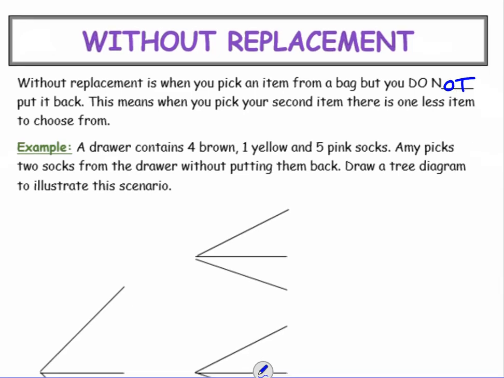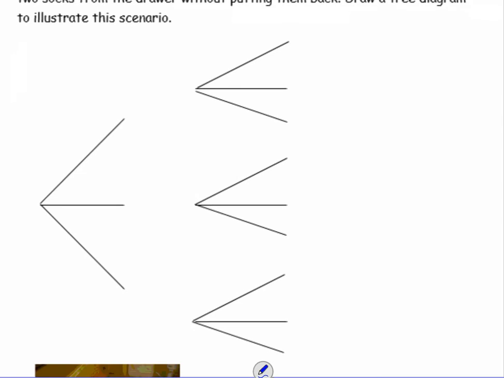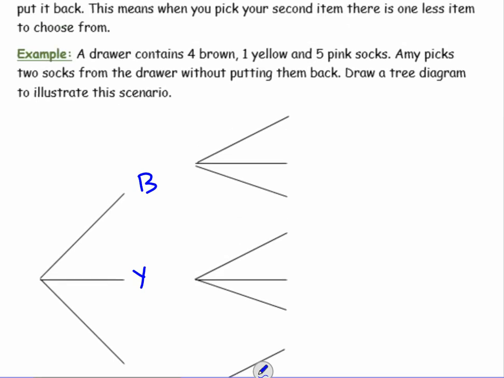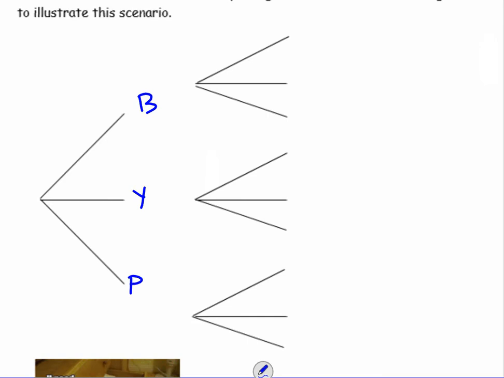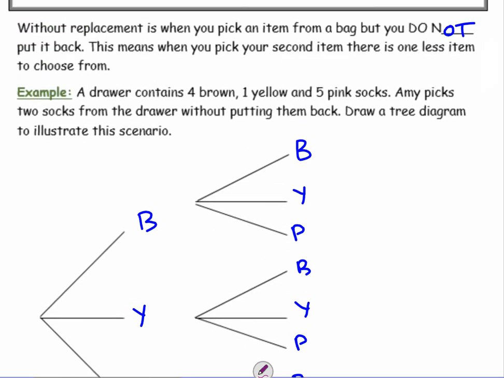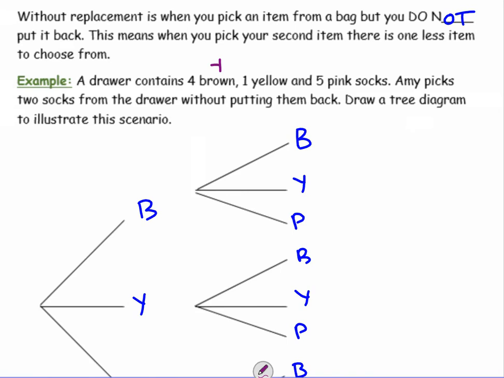So it's kind of been partially done for you here. So let's put in the outcomes first. So we've got brown, yellow, what was the other colour? Brown, yellow, and pink. So BYP is fine. And then coming off here, we've still got brown, yellow, and pink. Brown, yellow, pink. Brown, yellow, pink. Next step is to put the probabilities on the tree diagram. So let's see, what do we have? How many do we have in total? 4 plus 1 plus 5, total equals 10.